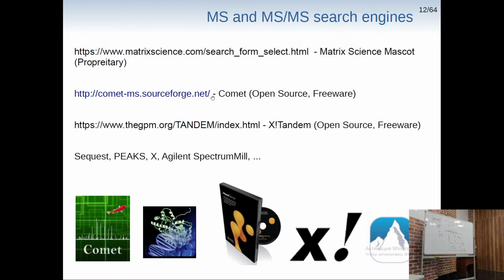Let's continue then. As I've already told, there are a lot of different search engines. Unfortunately, I haven't put Andromeda here because I've only been able to work with it last year, and it is better than most of those search engines. So, a small advertisement: MaxQuant and Andromeda work really well. Why is it so good? I don't know. Because of the interface? No, the quality of searches is better.